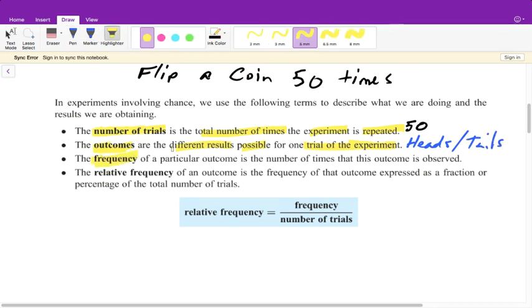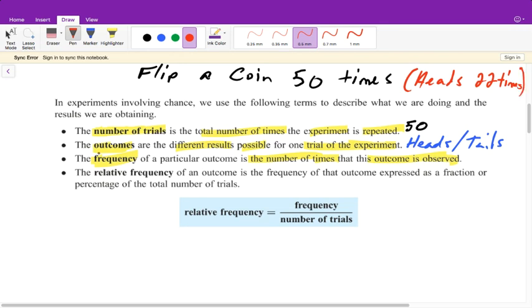The next one, frequency, is the number of times that one of the outcomes is observed. So if I told you that we flipped heads 22 times, then the frequency of heads is equal to 22, because that's how many times it occurred.